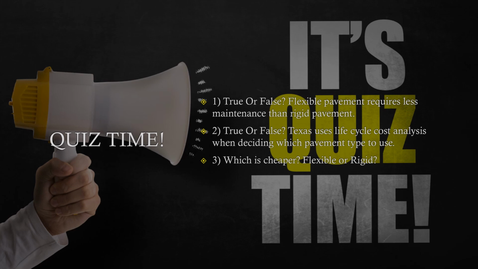Alright, here are some questions for this PowerPoint. True or false? Flexible pavement requires less maintenance than rigid pavement. This is false because rigid pavement requires less maintenance during its lifetime. True or false? Texas uses life cycle cost analysis when deciding which pavement type to use. This is true.